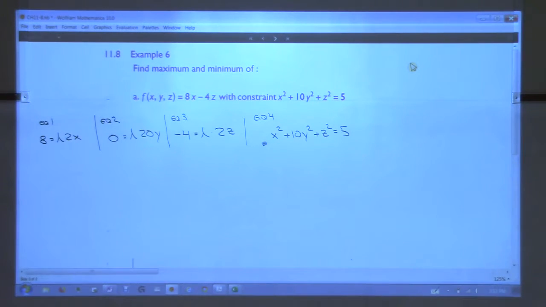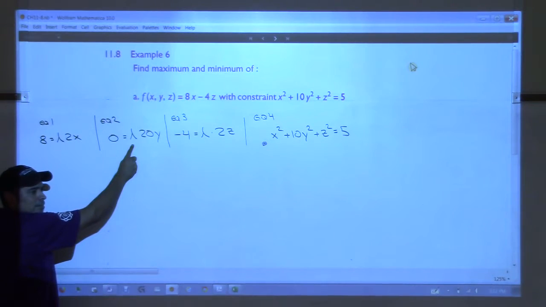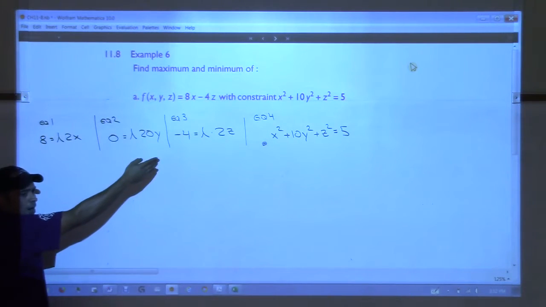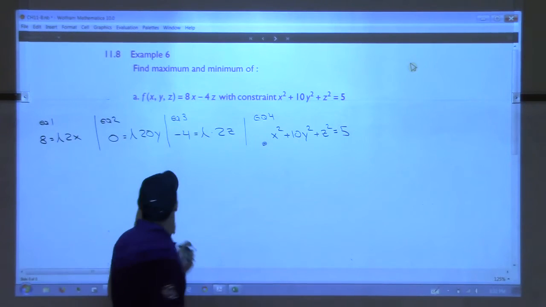All right, so here we go. We have to find x, y, z, and lambda. Where do you want to begin? Since equation 2 already has something equal to 0, we can use the zero factor property right there. That tells us either lambda is 0 or y is 0. Let's start with that, because that's for sure.